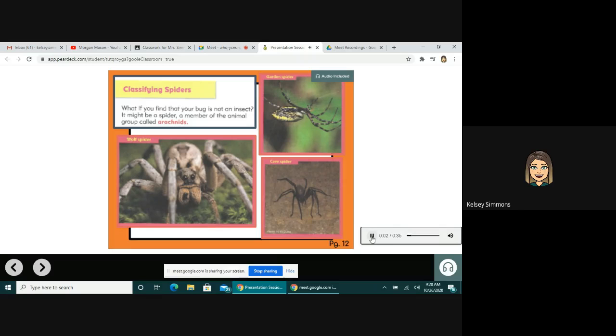Classifying spiders. What if you find that your bug is not an insect based off of its characteristics? It might be a spider, a member of the animal group called arachnids. The first photo is a wolf spider. It looks pretty scary to me. The next photo is a garden spider. And the last photo is a cave spider.